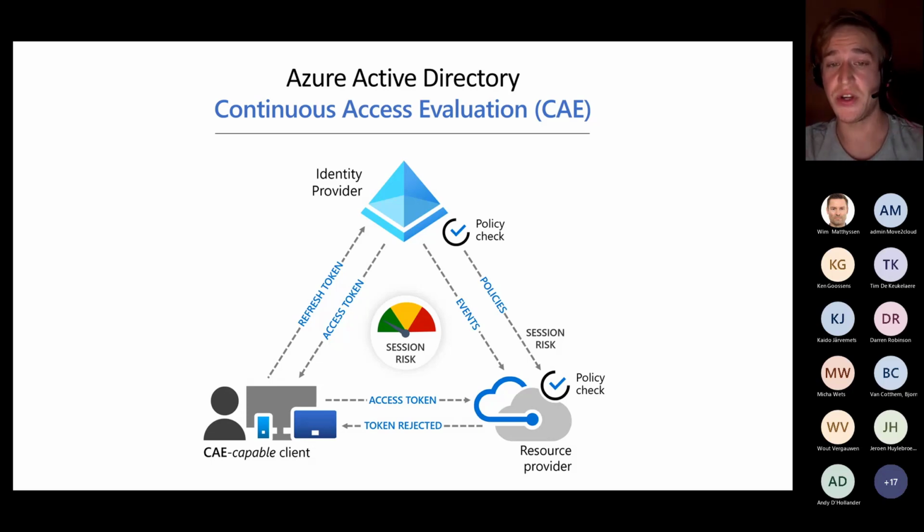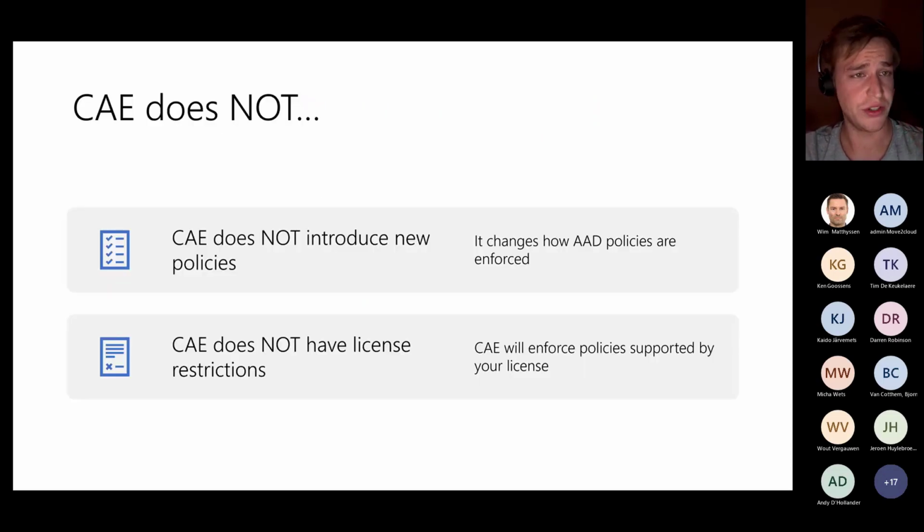So this is great, right? You can revoke a session immediately when you want it. What continuous access evaluation does not do is introduce new policies. You still have the same conditional access policies which you already installed or which you can use. And you don't need any extra license for continuous access evaluation. Also, in the past it was a separate blade, while now it's integrated in the conditional access portal.